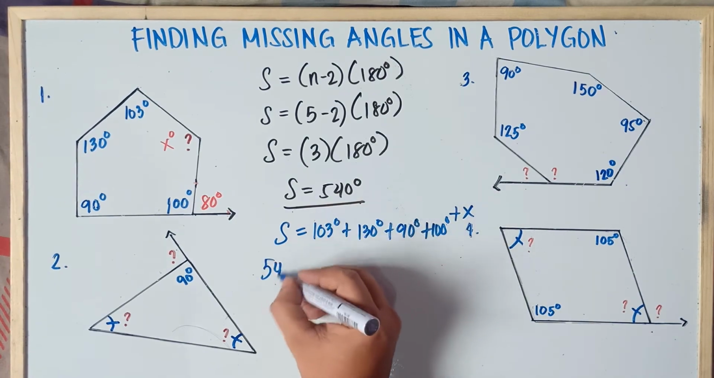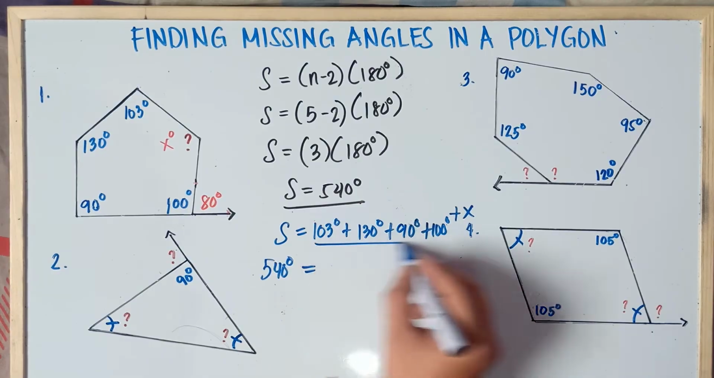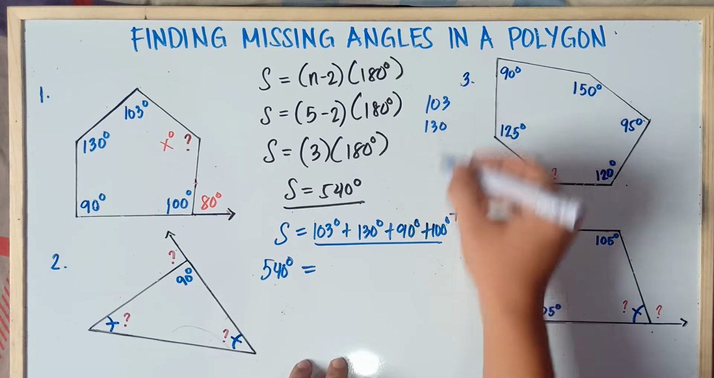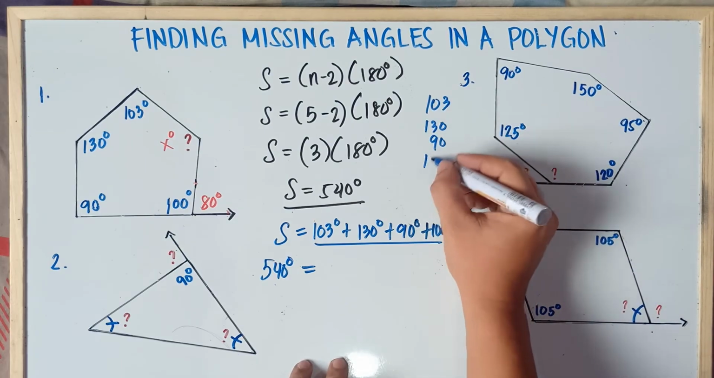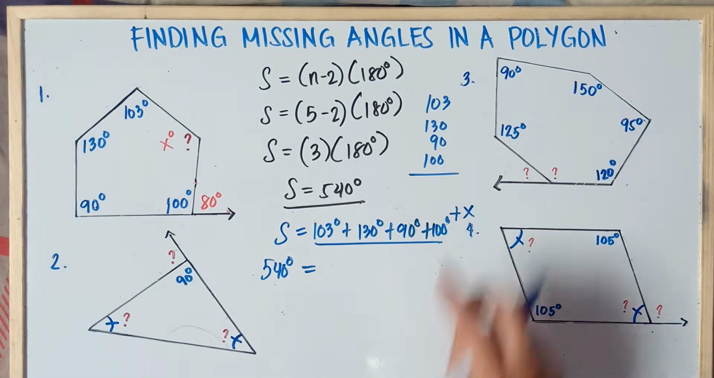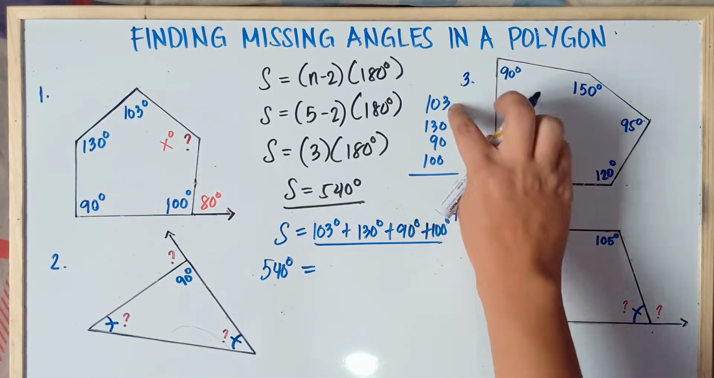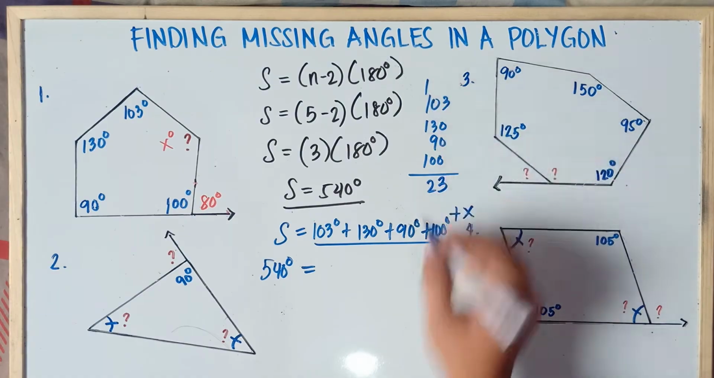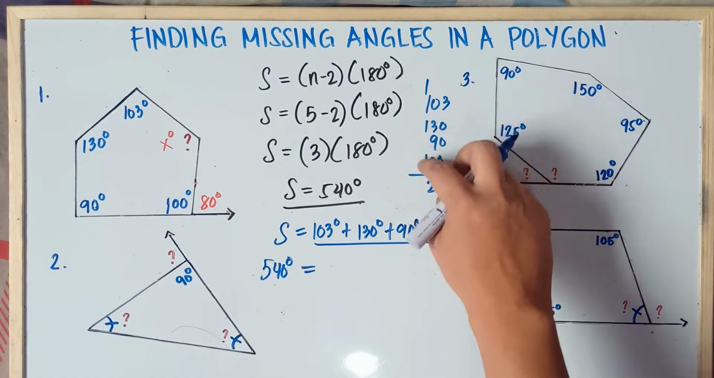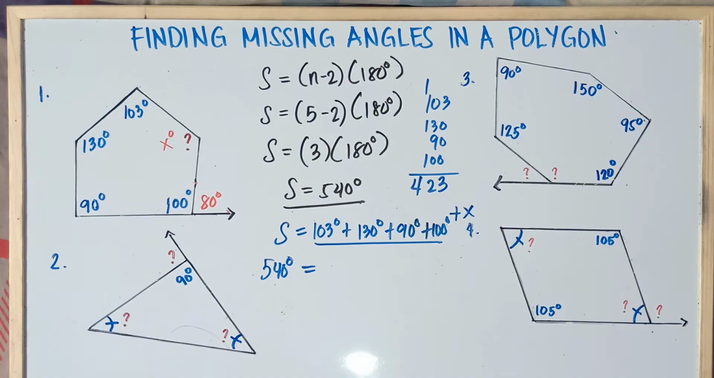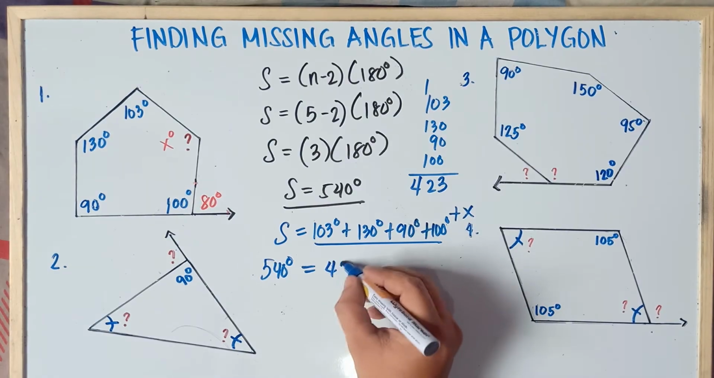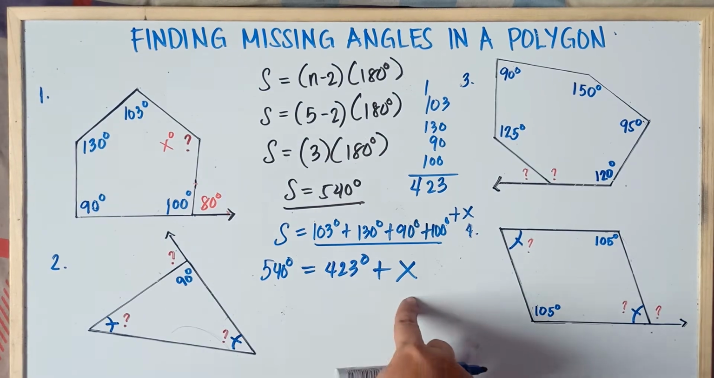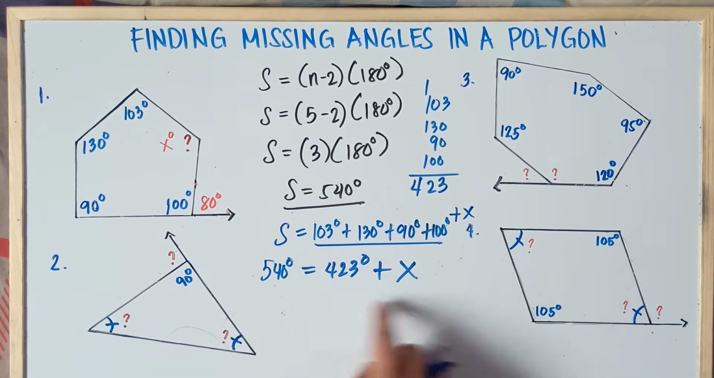So 540 degrees equals, let's add this up: 103 plus 130 plus 90 plus 100. 3 plus 0 plus 0 plus 0, bring down 3. 9 plus 3 is 12, write 2, carry 1. 1 plus 1 is 2, plus 1 is 3, plus 1 is 4. 423. So this will be 423 degrees plus x. To get the value of x, class, you can subtract both sides by 423.